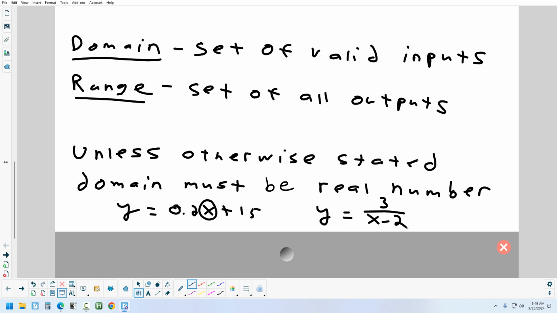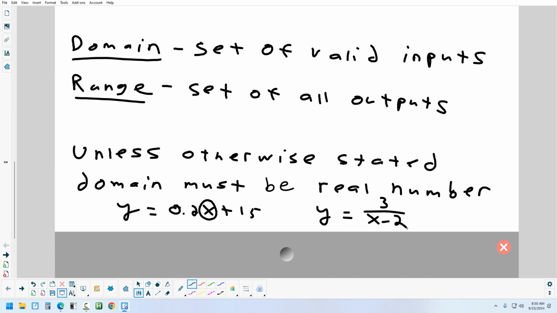Yeah? 1. Well, if you plug in 1, you'd have 3 divided by 1 minus 2. 1 take away 2 is negative 1, and 3 divided by negative 1 is negative 3. So if you plug in 1, you're okay. You can plug in 1. Yep. 0. Well, if you plug in 0, you'd have 3 divided by negative 2. That's okay. You can do that calculation.